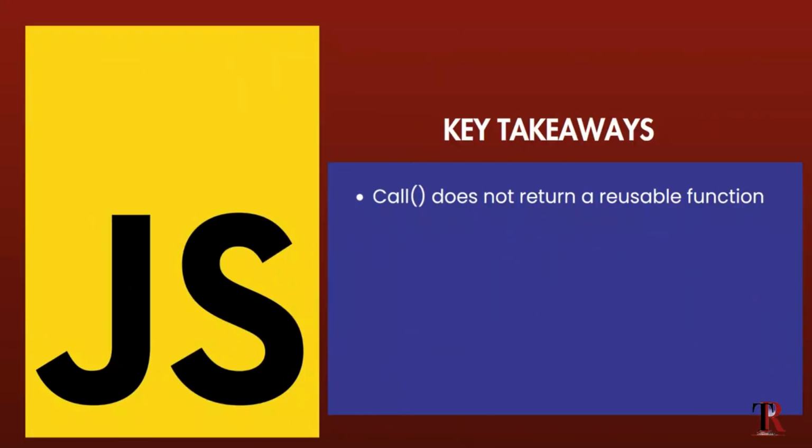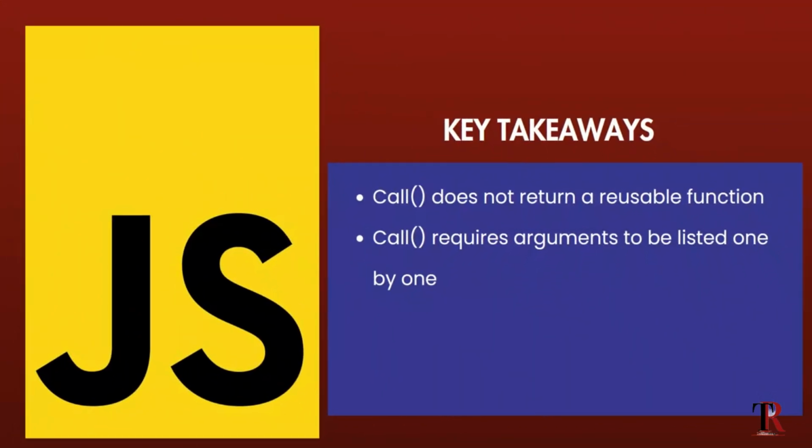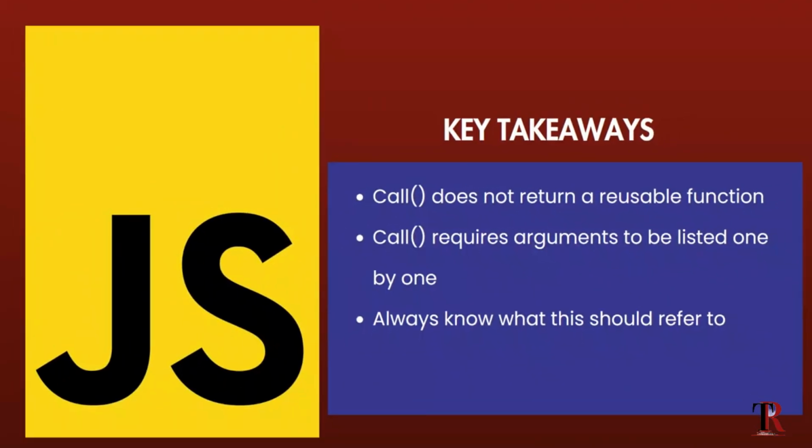So here are some key takeaways. Number one, the call method does not return a reusable function. Number two, the call method requires arguments to be listed one by one. And this is a keyword in JavaScript that always knows what this refers to.